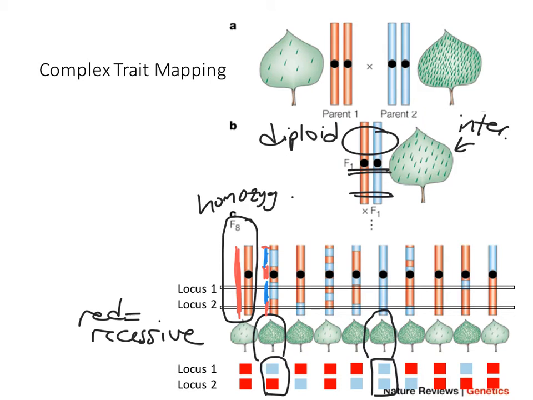Questions, other questions, concerns, follow-up questions? So just understand the concept. Genetic mapping, complex mapping looks for more than one gene that controls a trait.